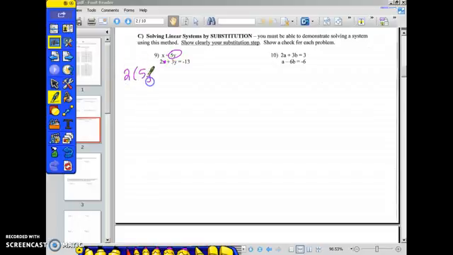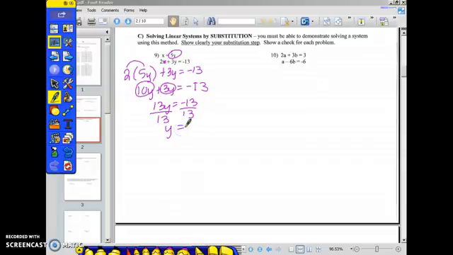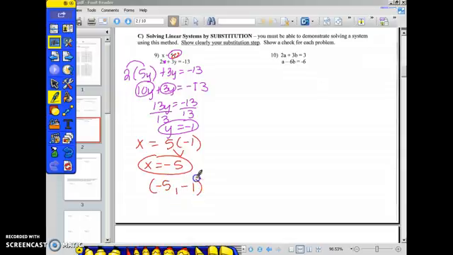2x, x is 5y, or x is equal to 5y, plus 3y equals negative 13. 2 times 5y is 10y. I can combine like terms. 10y plus 3y is 13y. And when I divide by 13 on both sides, I get that y equals negative 1. I plug that back into one of my original equations, x equals 5y, and we found that y is negative 1. 5 times negative 1 is negative 5, so x equals negative 5. So my ordered pair is negative 5, negative 1.